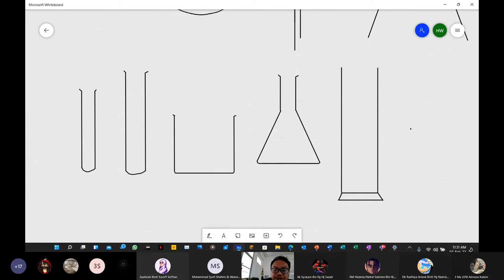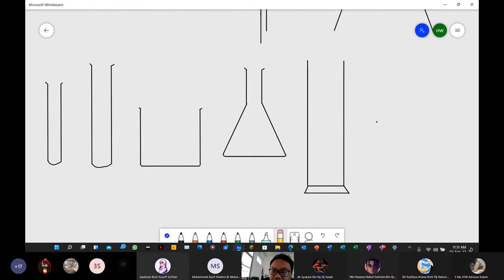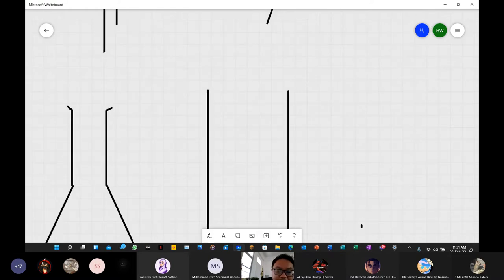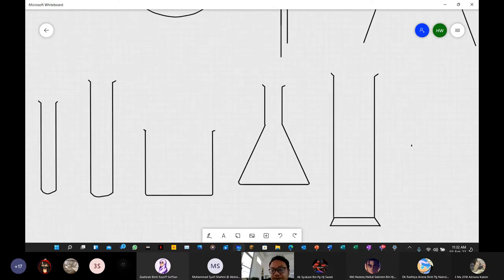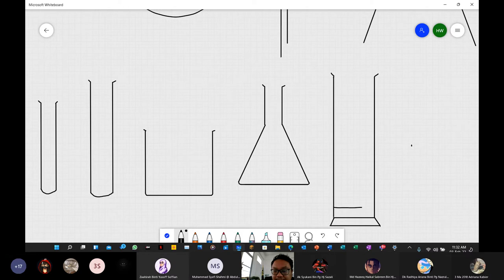And on top also there should be the curve, and not the curve, something. No, salah. So atas sekali, that one, and that one. The difference between measuring cylinder and the other four is that you can use measuring cylinder to measure liquid, so you add lines inside it. So you can use freehand, 1, 2, 3, 4, 5, something like that, okay? Which shows that it is used for measurement.